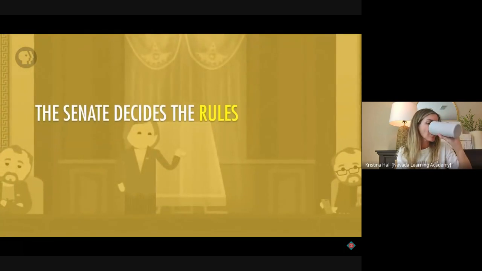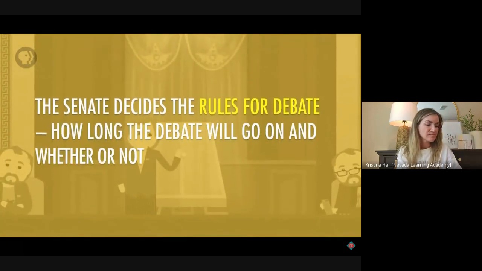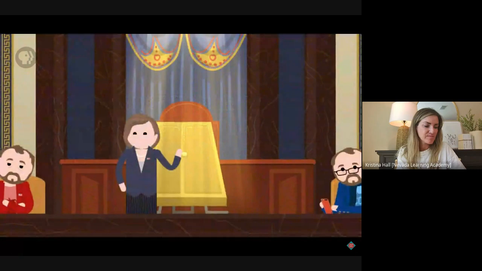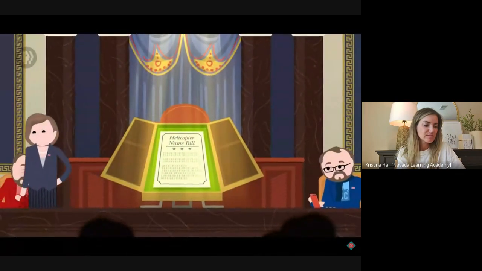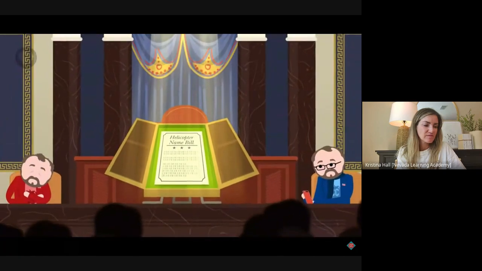The Senate decides the rules for debate, how long the debate will go on, and whether or not there will be amendments. An open rule allows for amendments, and a closed rule does not. Open rules make it much less likely for bills to pass because opponents of the bill can add clauses that will make it hard for the bill's proponents to vote for.